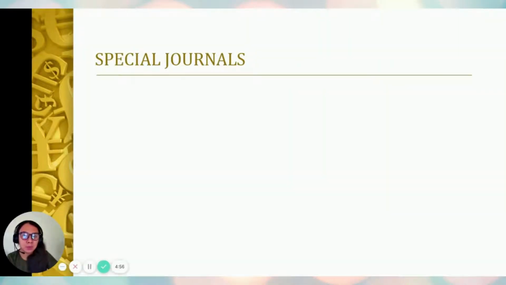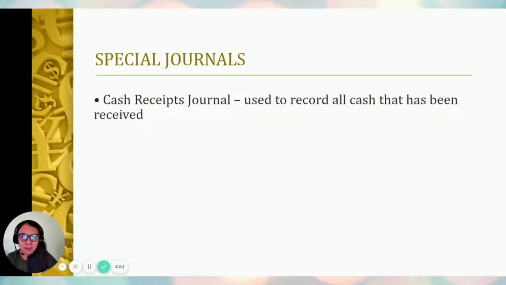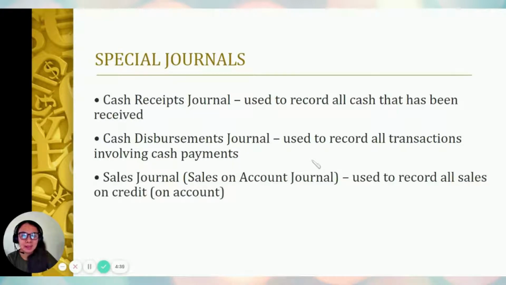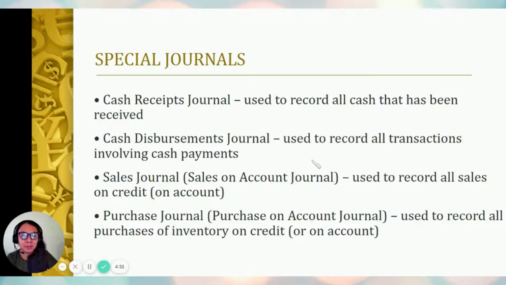The second type of journal is the special journals. The first one is the cash receipts journal. It is used to record all cash that has been received. Cash disbursements journal, used to record all transactions involving cash payments. And then the sales journal, or the sales on account journal, is used to record all sales on credit or sales on account. And finally, we have the purchase journal, or the purchase on account journal. It is used to record all purchases of inventory on credit or purchases of inventory on account.